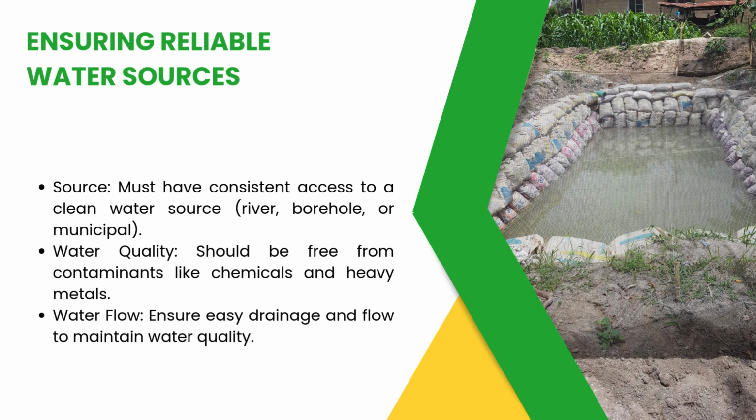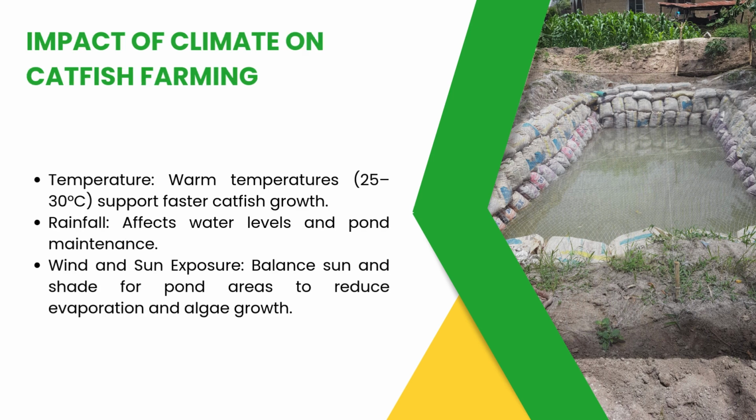After ensuring that there are reliable water sources, the next thing you need to check is the impact of climate change on your fish farming business. Ensure that there is a balance of sun and shade for the pond area, so that you can reduce algae. Algae is those green things that grow around water, so you can reduce their growth. And rainfall can affect, but when you have an alternate source of water, it works perfectly for you.